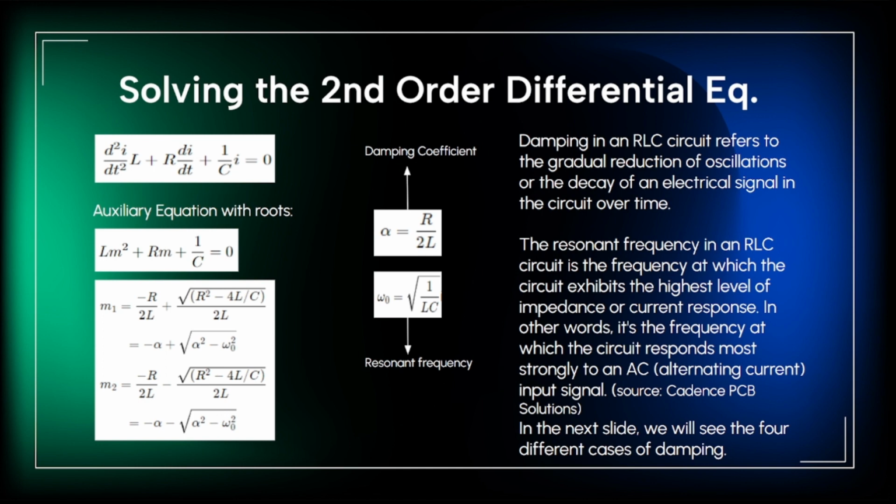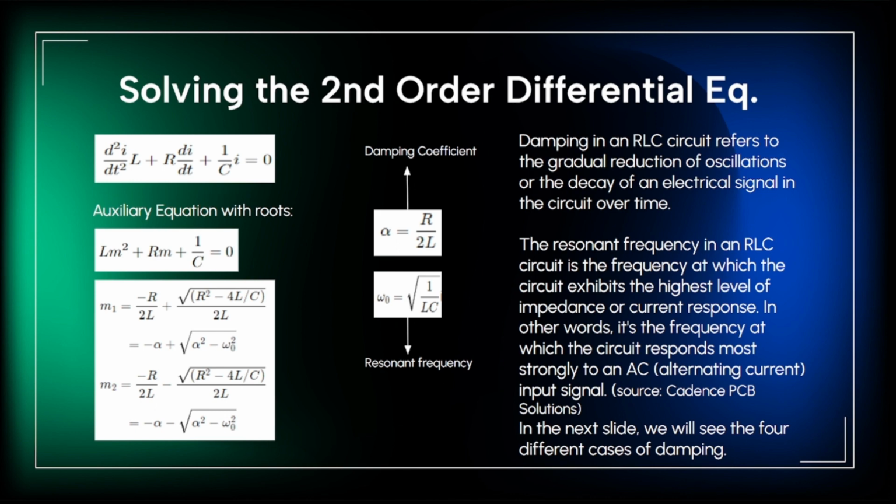So the first step in solving the differential equation is to find the auxiliary equation, which is L m squared plus R m plus 1 over C is equal to 0. Note that we can always divide by L if we want to have m squared have no coefficients in front of it. The two roots of the solution to the auxiliary equation are m1 and m2, with m1 being equal to negative alpha plus the square root of alpha squared minus omega squared, and m2 being negative alpha minus the square root of alpha squared minus omega squared.